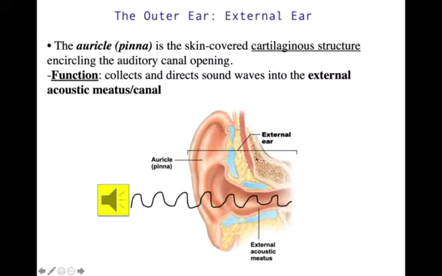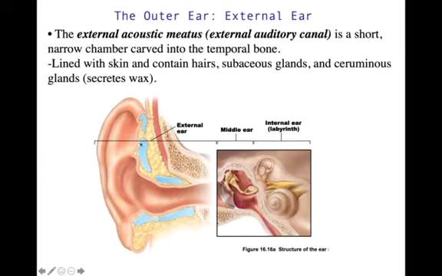All right. The next one, again, is the external acoustic meatus, aka the external auditory canal. It's a short, narrow chamber that's carved into your temporal bone. Okay, it's going to be lined with skin. There's going to be hairs. Okay, you're also going to have what's called ceruminous glands. Okay, and these ones here are going to secrete basically earwax, right? Now, the function for this that you guys have to know for your lab exam, okay, is that it transmits sound waves from the auricle to the tympanic membrane. Okay, transmit sound waves from the auricle to the tympanic membrane.